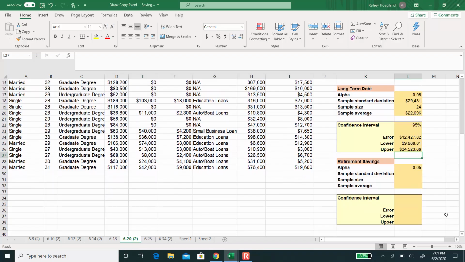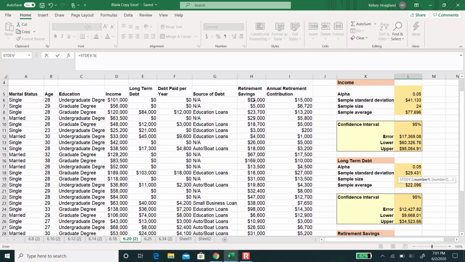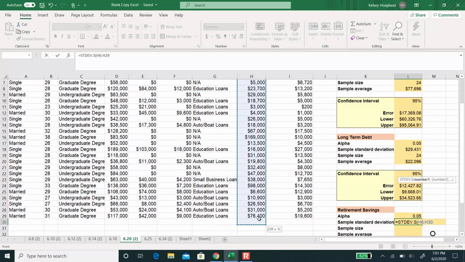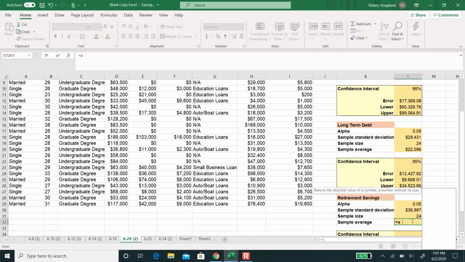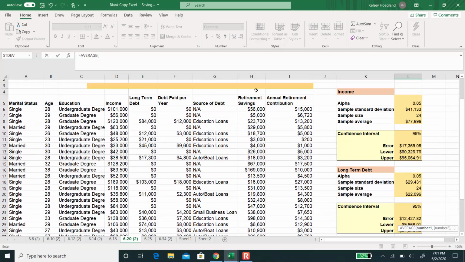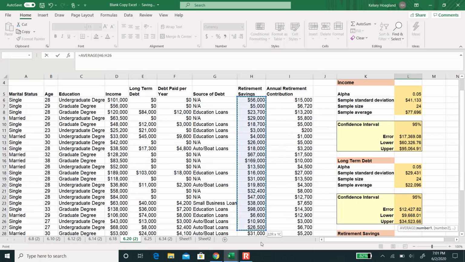Now finally, we'll find the confidence interval for retirement savings. Standard deviation equals STDEV sample. Go back up, retirement savings column, highlight it all, close the parentheses, and $36,000 is your answer. Now the sample size is 24 again because they all go down to the 29th row. Sample average equals average. And then you go up to retirement savings column and highlight the whole thing.